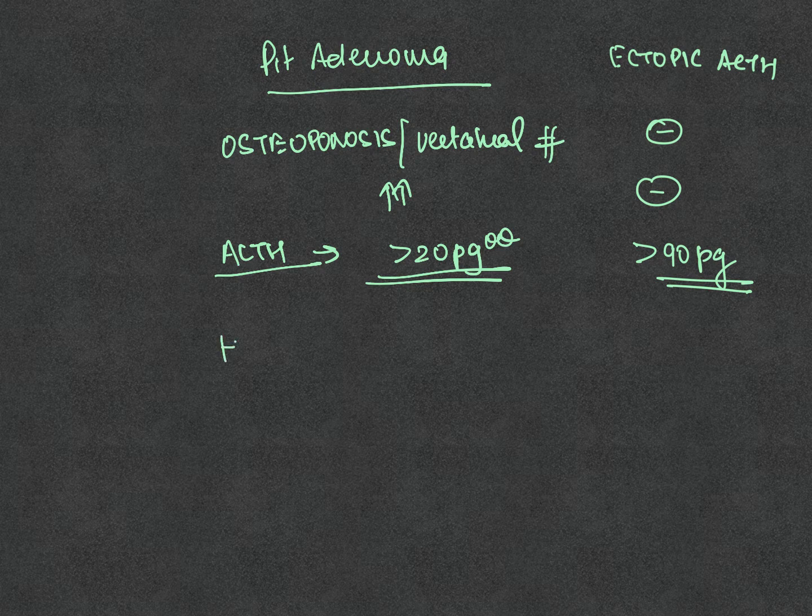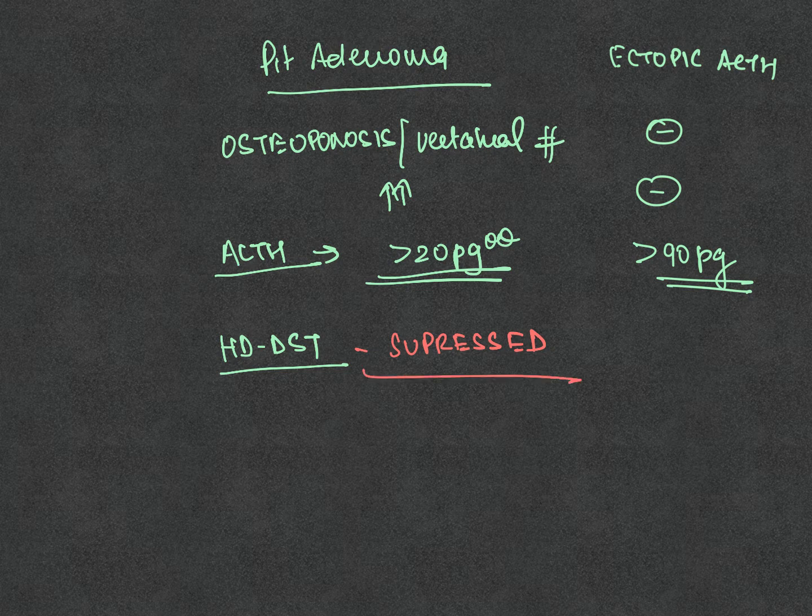Now we'll come to this test, HDDST, high dose dexamethasone suppression test. In pituitary adenoma, it is classically suppressed. This is a very, very key point and one needs to remember this. So in HDDST, the pituitary adenoma, here it is going to get suppressed, while ectopic ACTH is never going to get suppressed. Not suppressed.